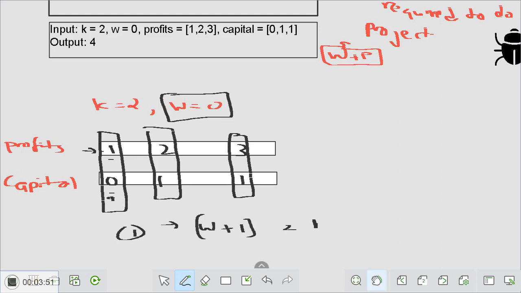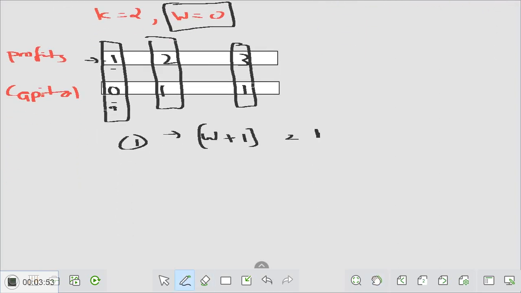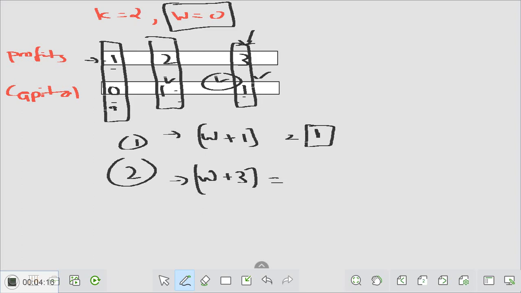After that, my total capital is 1, so I can do this project and this project as well. Out of these two projects, I'm going to take the one with the maximum profit. So I will do this project, and my W will become W plus 3, which is 1 plus 3, which is 4. So now 4 is going to be my answer.